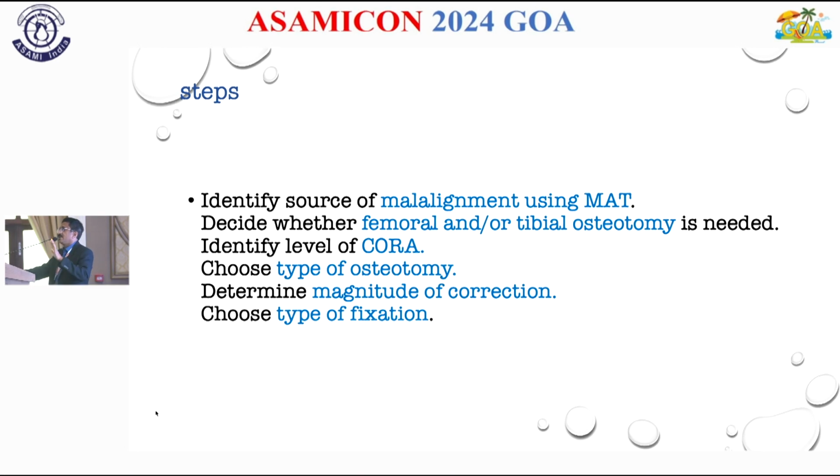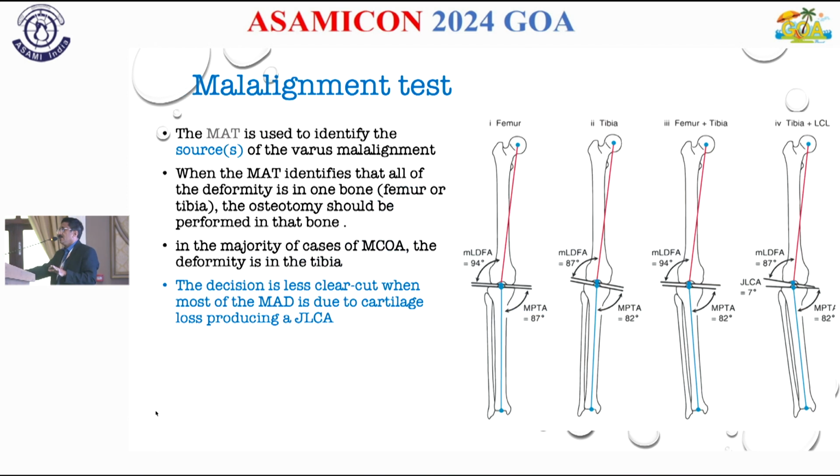As already described, when a patient comes, identify the malalignment test, whether a femoral or tibial osteotomy is needed or both, identify the CORA, then decide the type of osteotomy, the magnitude of correction and the type of fixation. These are the steps. When you draw a malalignment test, most of the time the deformity will be in the tibia, sometimes in the shaft of the femur or in the metaphyseal region of the femur.